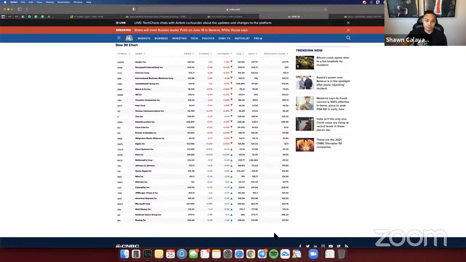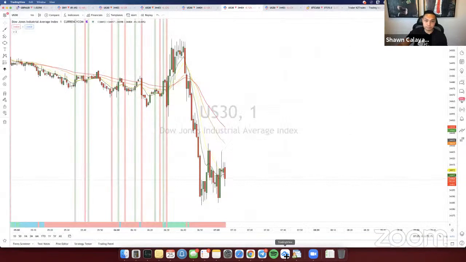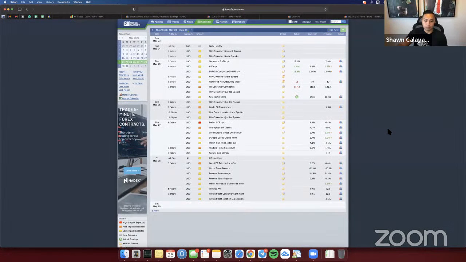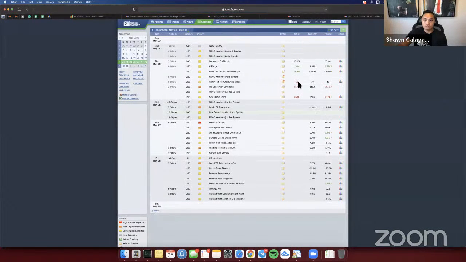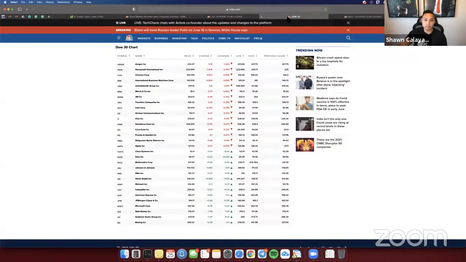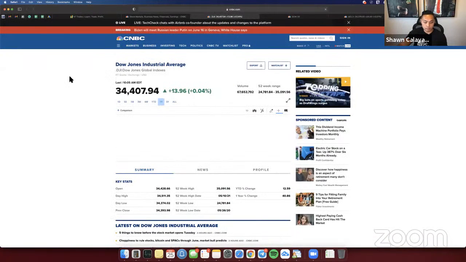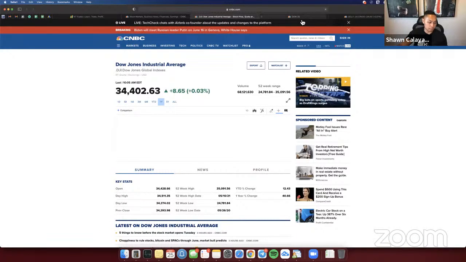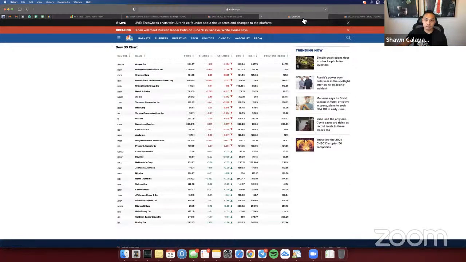Everything here is still kind of sideways. It hasn't really chosen its direction yet. Even with the news right here, it hasn't done much. The news here was negative, but it didn't really push price. We were expecting it to push it a little bit at least. Looking at the index over here, it's now somewhat positive, but it's only up 8 points, so it's not really up that much. Yeah, we'll see where it goes from here.